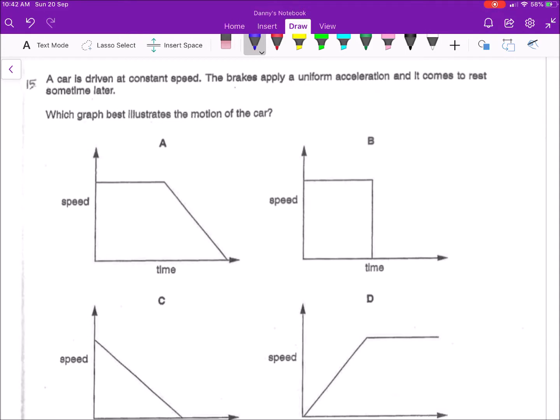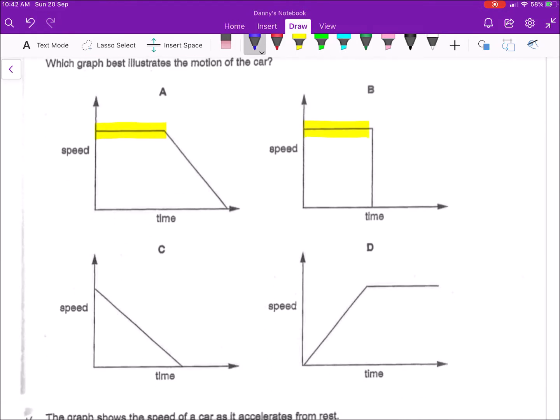interpret it. So first, the context: the question is telling you that the driver is at constant speed. So for constant speed, we will be expecting something like that. That means at any time the speed is the same. So A seems to be correct, B seems to be correct, C is definitely wrong because it is showing the object from a high speed slowing down to a stop. D is also wrong because it is showing an object from rest, and then it is speeding up to a certain high speed, so it shows acceleration.